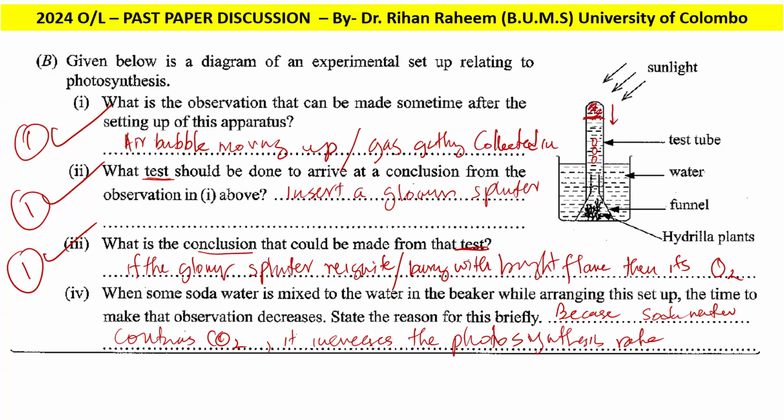It increases the photosynthesis rate. Therefore, we can get more oxygen. So the time taken to collect oxygen will be less. Quickly we will get it.